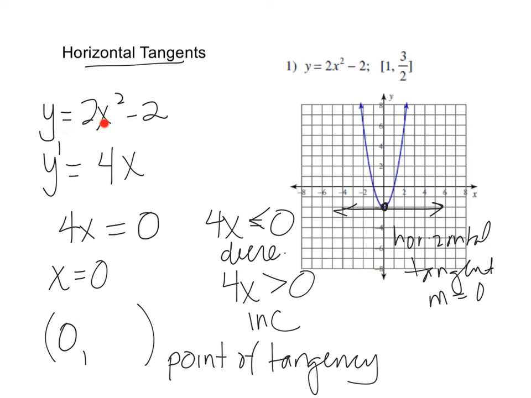0 back into the original function. Now we don't want to put it into the derivative because that's the slope. What we want is the y value. This is y, this is y prime. So if I put a 0 in for x, I get negative 2, and it matches what's on the graph. That's what we're looking for, the point (0, negative 2).